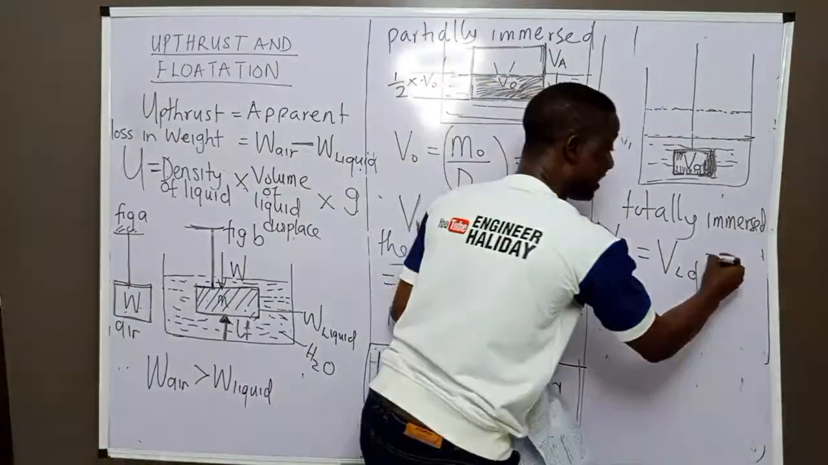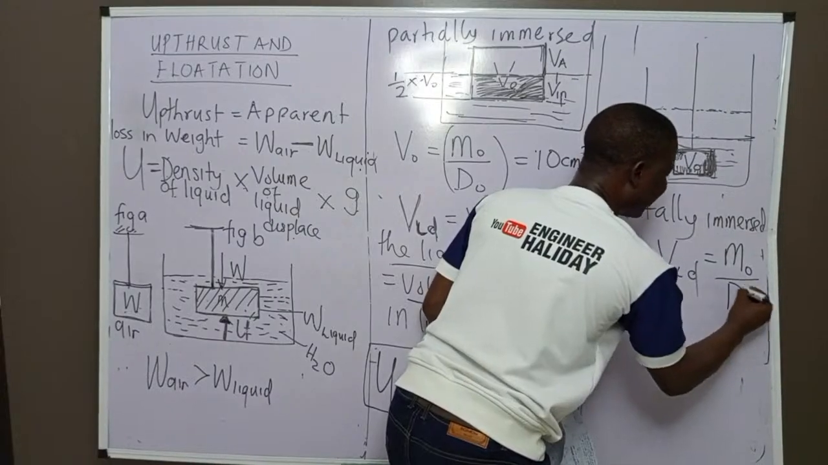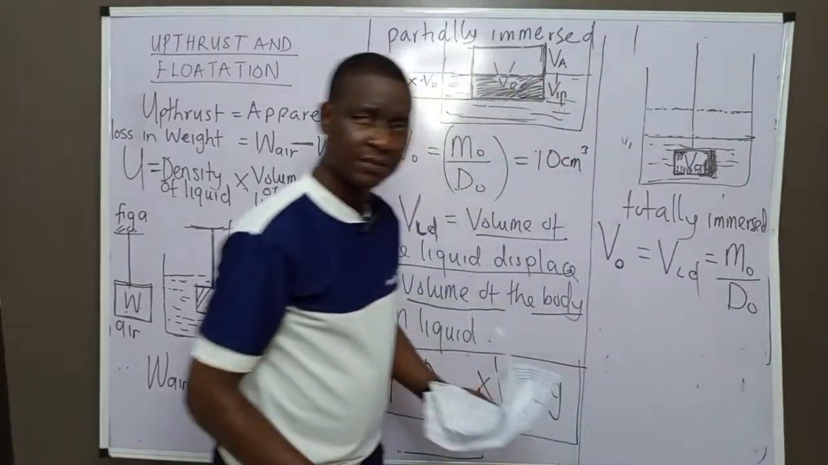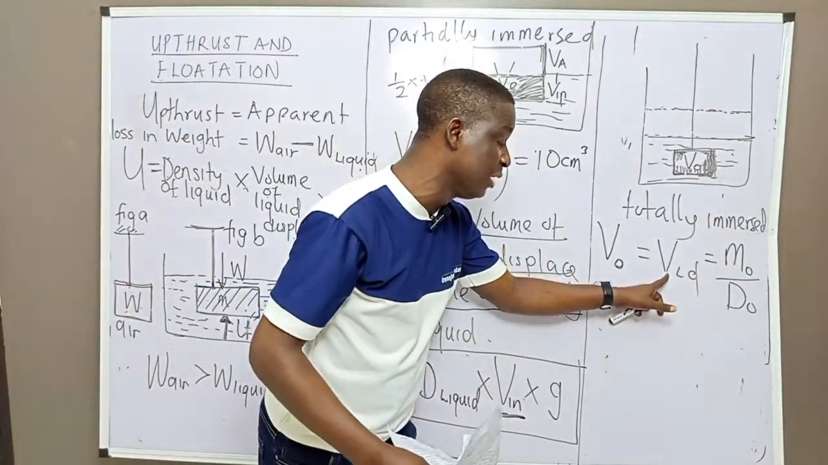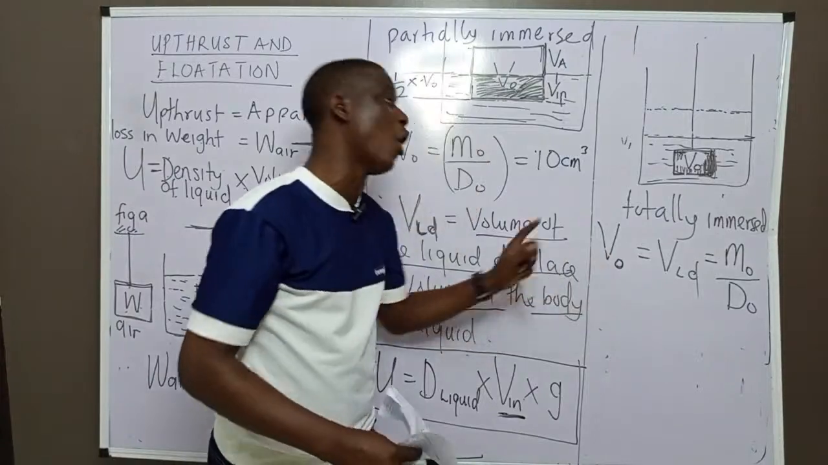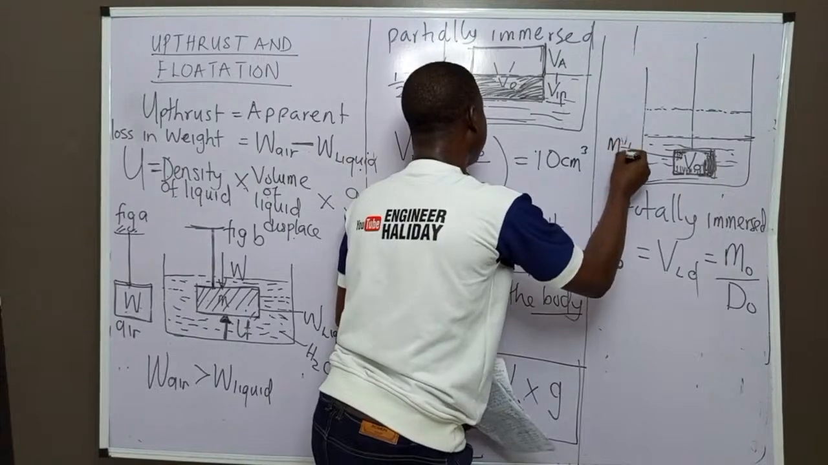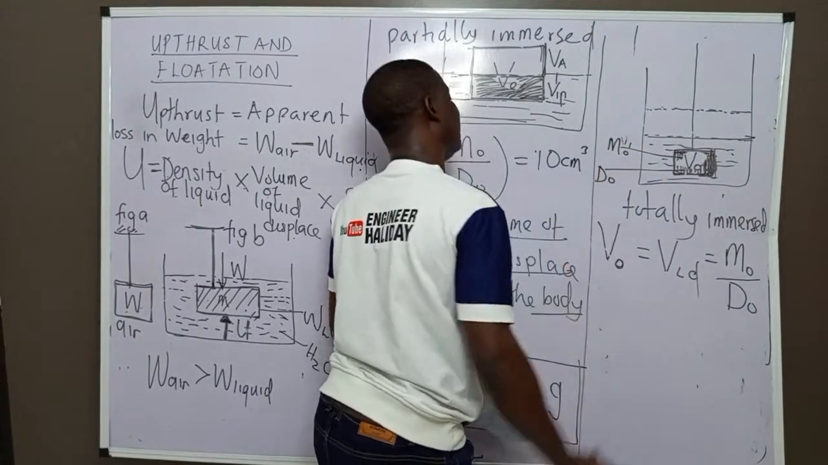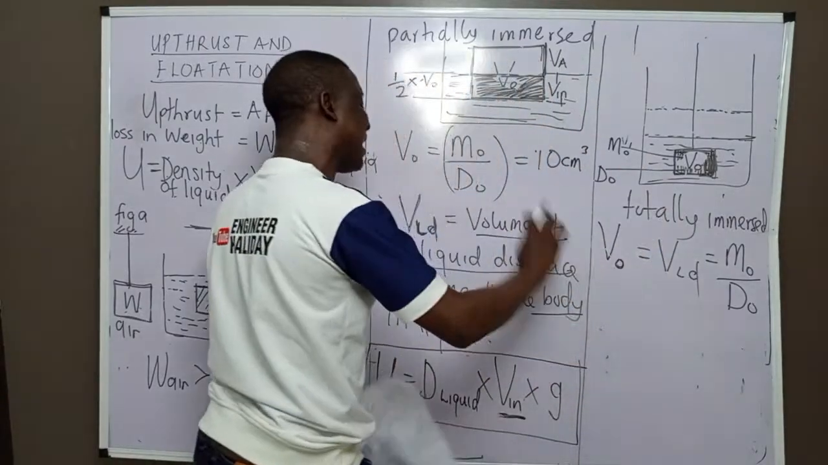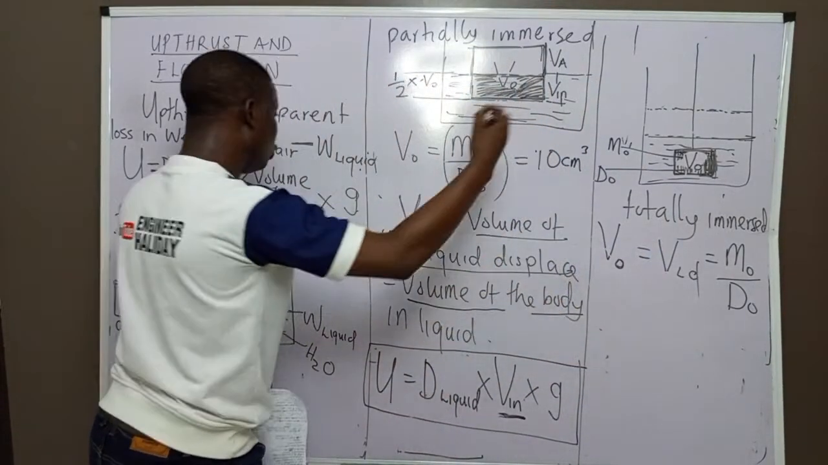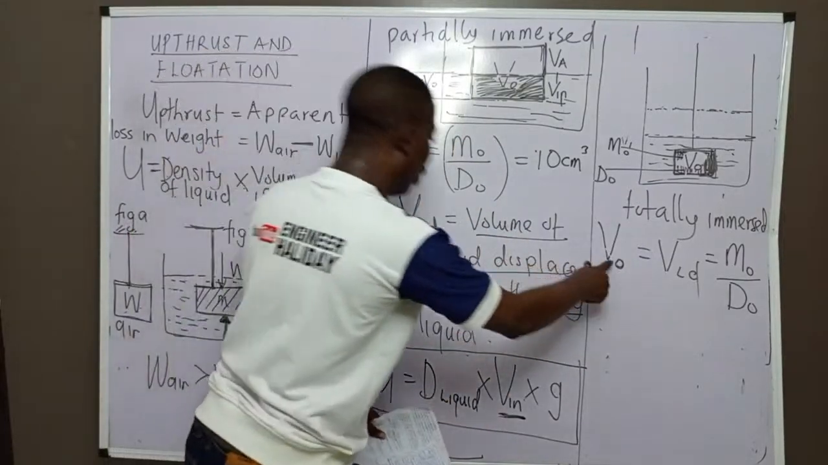In that case, we can now say the mass of the object divided by density of the object is now the volume of the liquid displaced, equal to volume of the object. And don't forget, they will give you the mass of the object and the density of the object. So you divide them accordingly. You actually end up getting the volume of the liquid displaced. You have also gotten the volume of the object in liquid. You have also gotten the volume of the object.